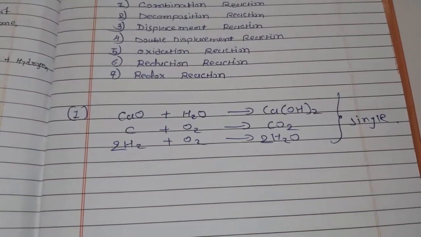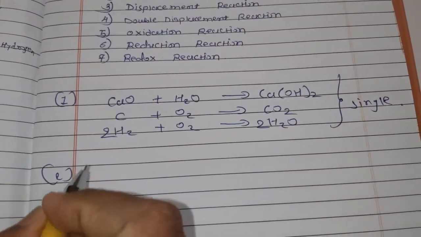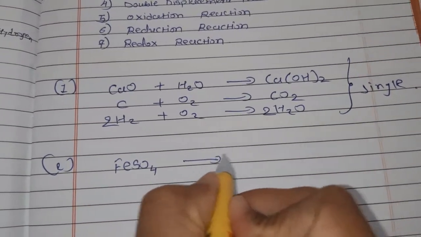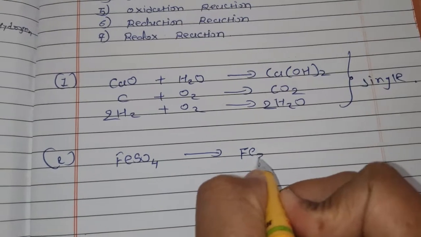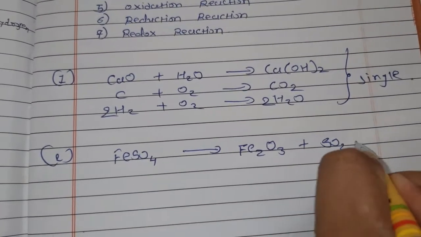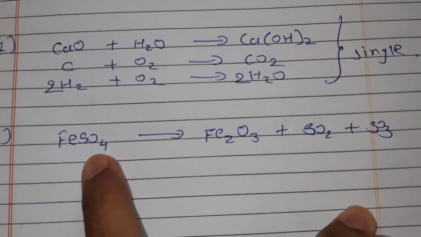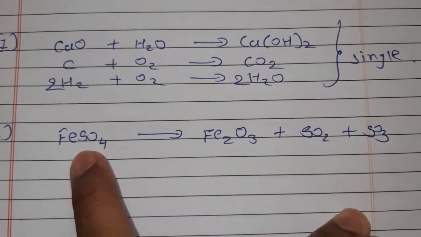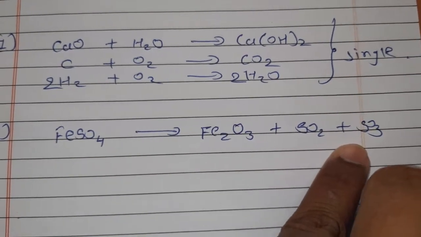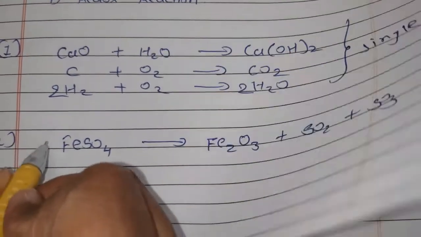The second is the decomposition reaction. An example of a decomposition reaction is when FeSO4 is converted into Fe2O3, that is ferric oxide, plus SO2 plus SO3. From this equation we can say that when a reactant is decomposed into two or more products, that is known as a decomposition reaction.